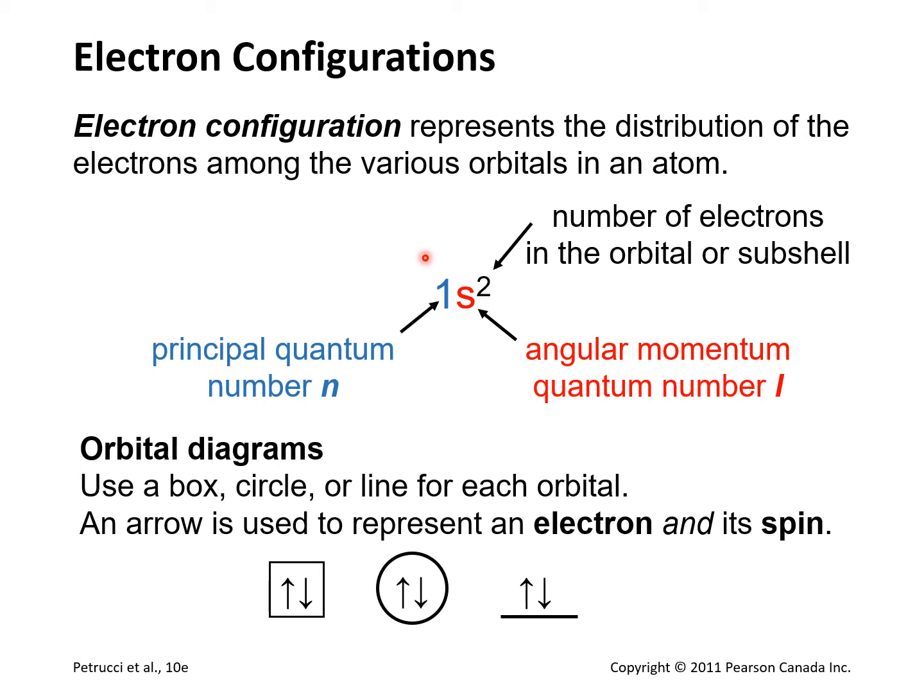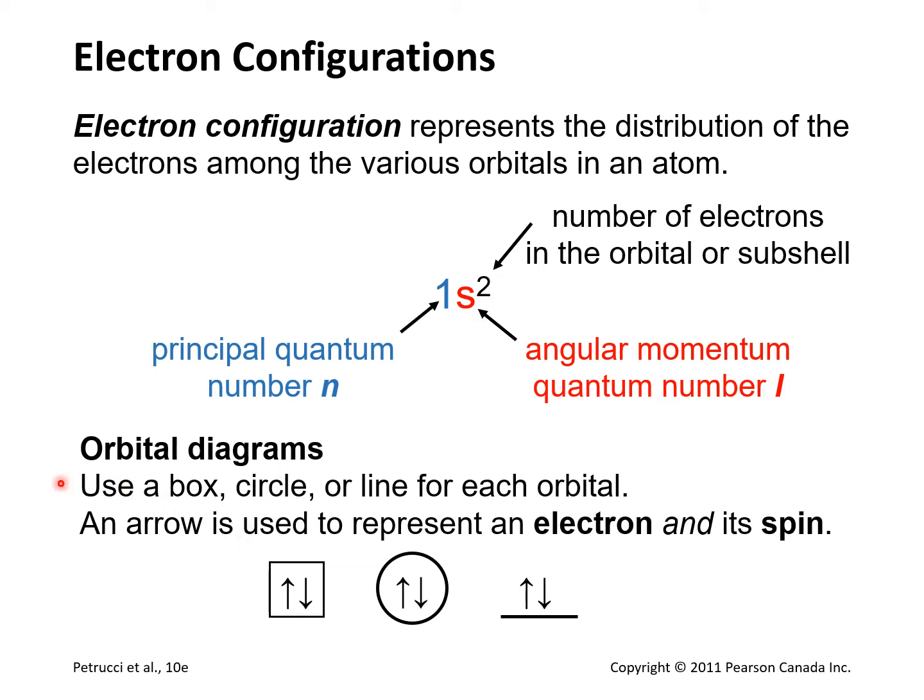The example we have here is electron configuration 1s2. In this case, the number in front represents the principal quantum number n, so in this case n equals 1. S represents the atomic orbital, which is related to the angular momentum quantum number L, so in this case L equals 0, because L equals 0 represents an s orbital. And the superscript 2 represents the number of electrons in the orbital or subshell. So in this case, the electron configuration 1s2 simply means we have 2 electrons in the 1s atomic orbital.